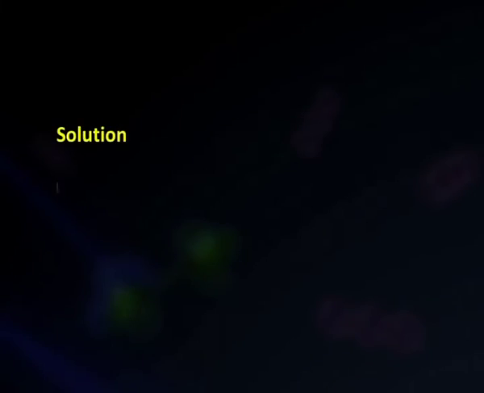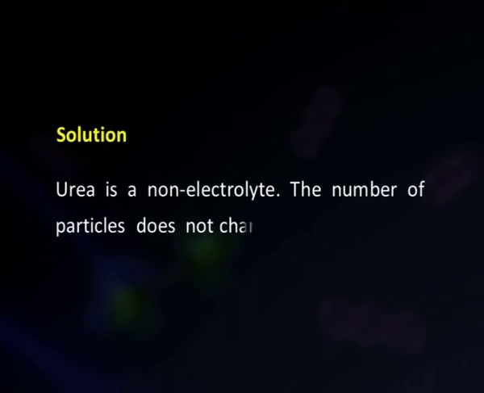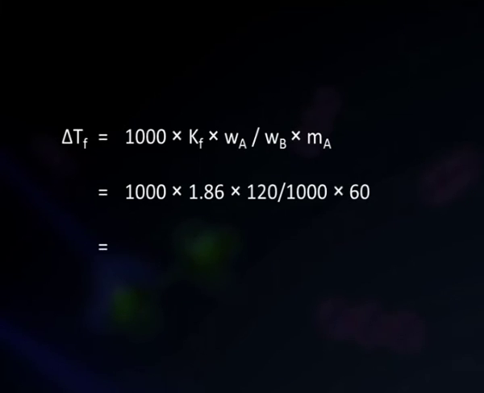First, we are going to take the case of urea. As urea is a non-electrolyte, the number of particles does not change in the solution. Therefore, delta Tf will be equal to 1000 into Kf into Wa upon Wb into Ma. Putting all the values, we will get delta Tf equal to 3.72 degrees Celsius.